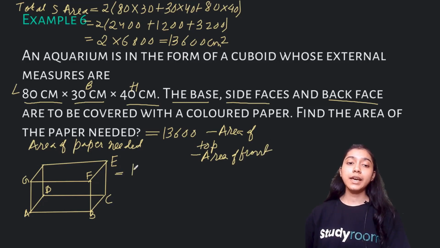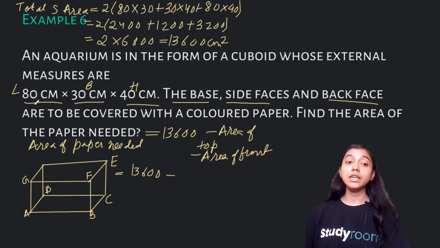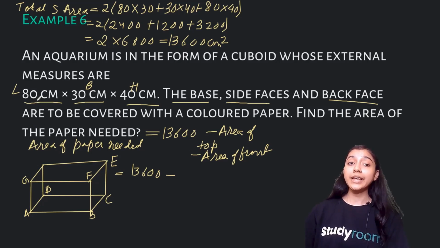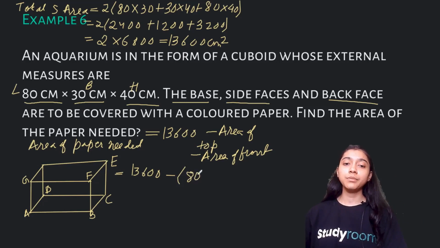So in total we have 13600. The area of the top portion will be equal to 30 multiplied by 80, because 30 is the breadth and 80 is the length. So when we multiply length into breadth, we'll get the area of the top portion. So the area of the top portion will be 80 multiplied with 30.